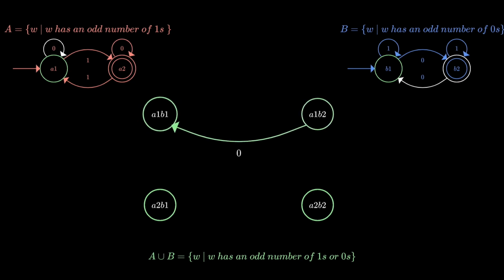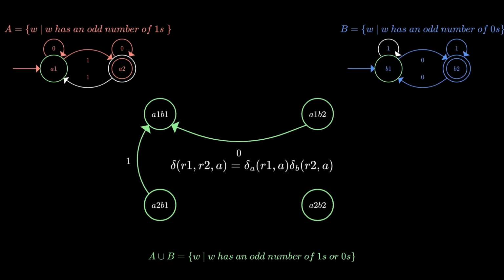Let's do one more. Say we are in A2 and B1. Given an input of 1, we look to see where our transition function takes us in machine B, which is still B1. In machine A, if we receive a 1 in A2, we transition to A1. So we combine those two states and make that our destination.